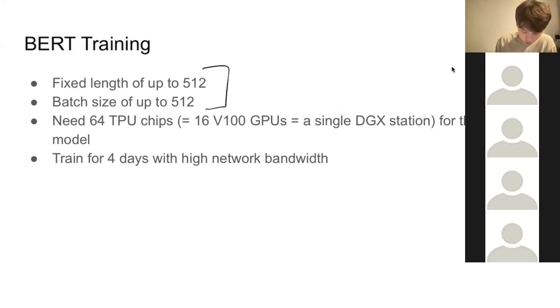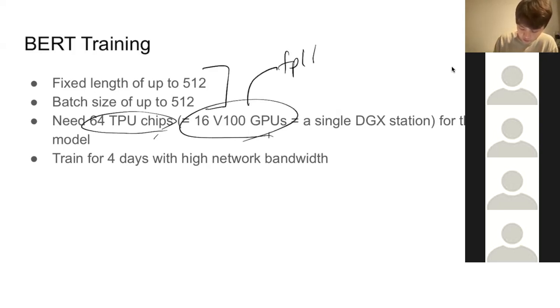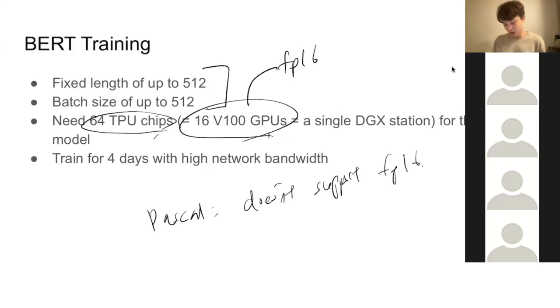It needed 64 TPU chips, which is equivalent to 16 V100, assuming FP16 again, so it's half precision. But the Pascal architecture is an important thing. Pascal doesn't support FP16. So a really important piece of advice, if you go to companies after you graduate, or if you're thinking about purchasing some industry-grade GPUs, don't use Pascal or lower, because you will not be able to operate in half precision. And it's not just about the VRAM difference or its FLOPS, because the ability to perform FP16 is very important.